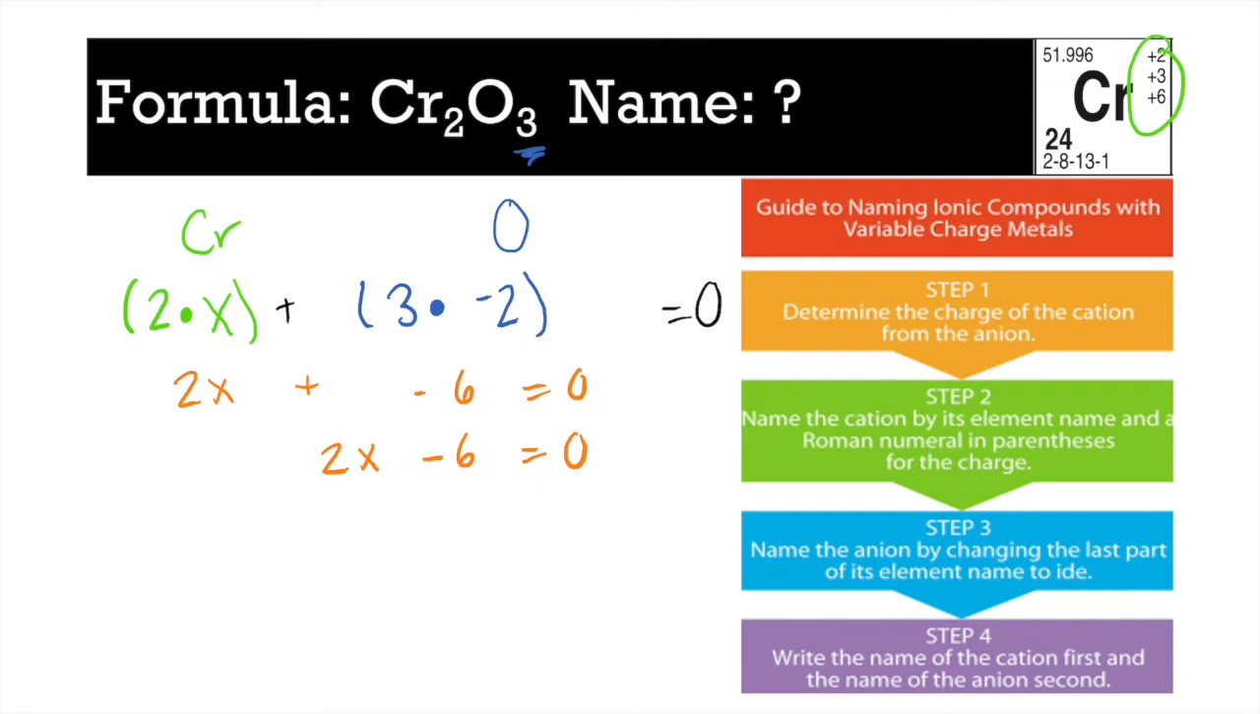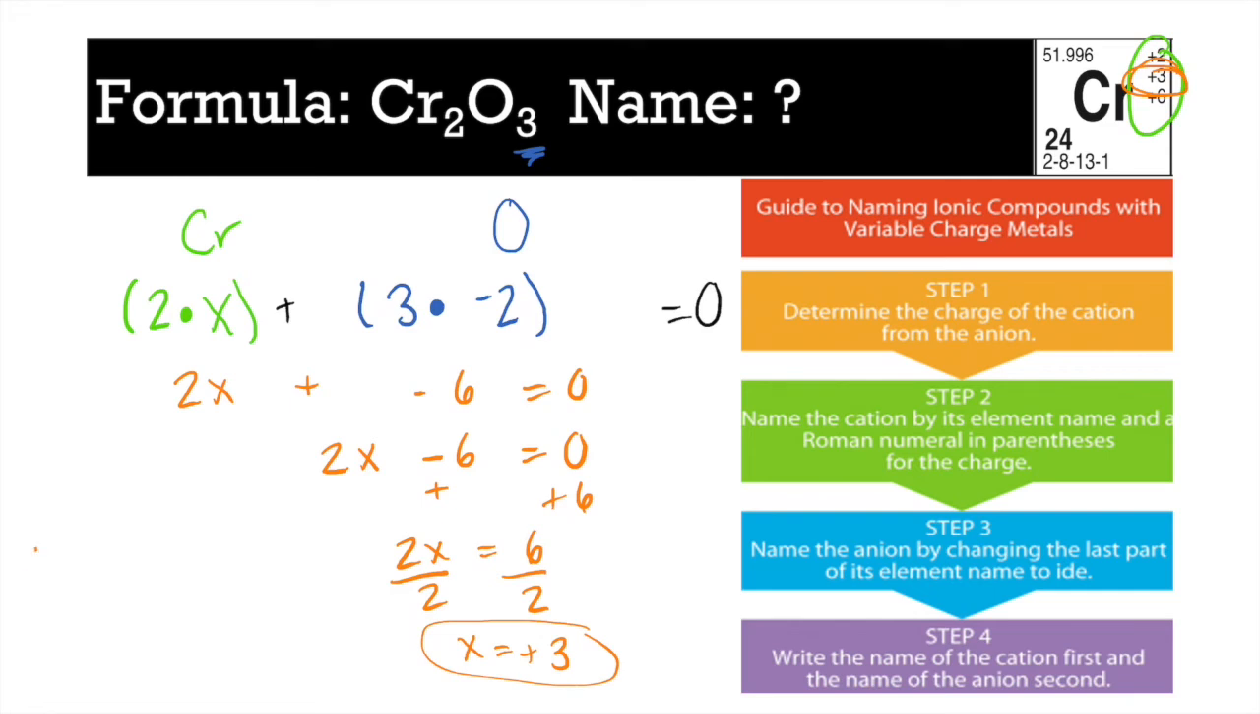So how do we get x by itself? Add 6 to both sides, get 2x equals 6. Well, how to get x by itself? Divide by 2, divide by 2. X equals 3. Again, it's that +3. So now we know we're using chromium +3.